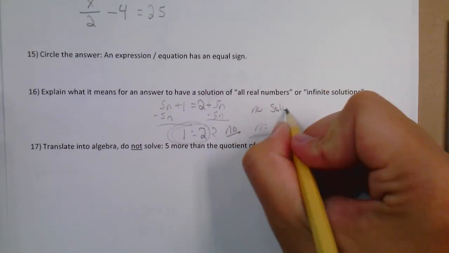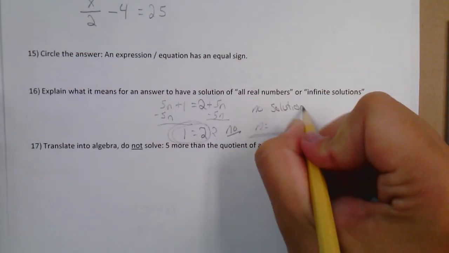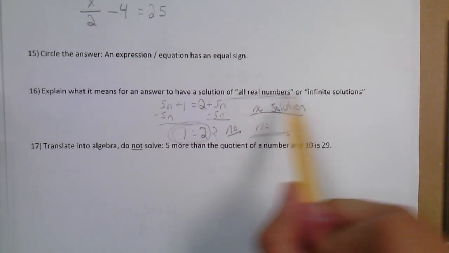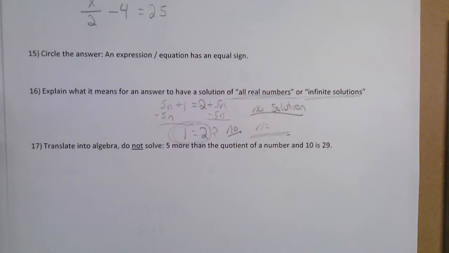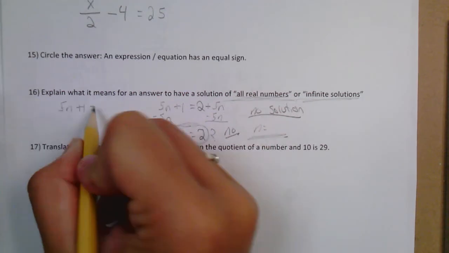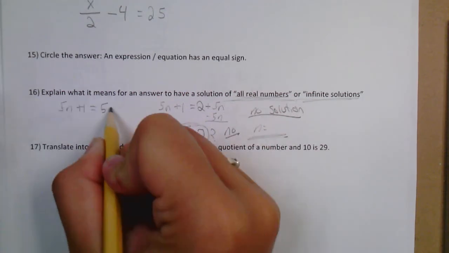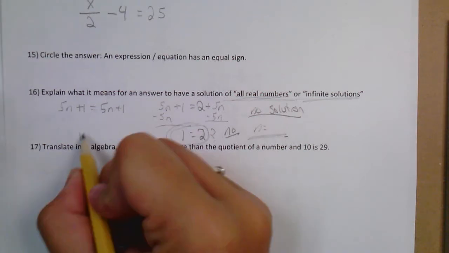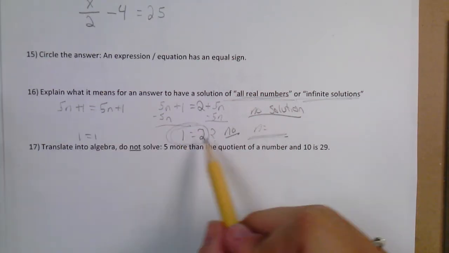If they're looking for all real numbers, by definition, the equation will come out true every single time. No matter how you solve 5n plus 1 equals 5n plus 1, it will always come out to a true statement. Okay? But if it comes out as false, keep in mind that will be no solution.